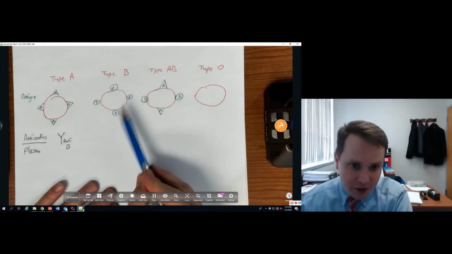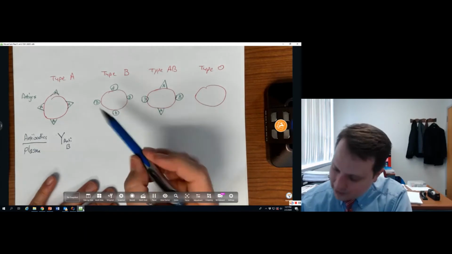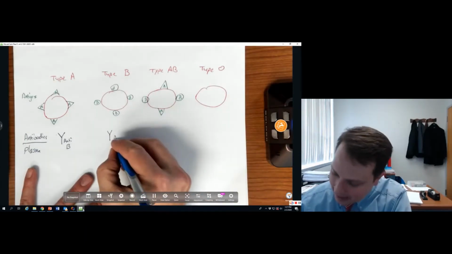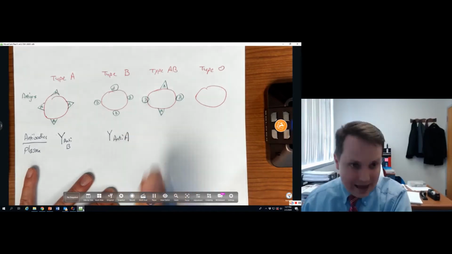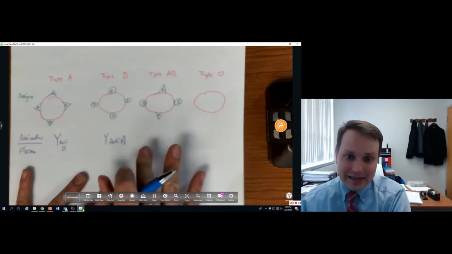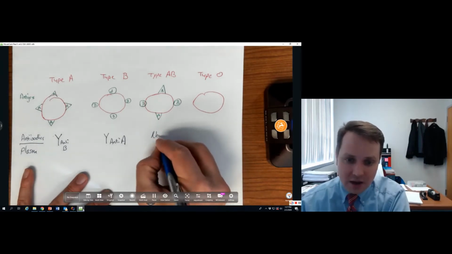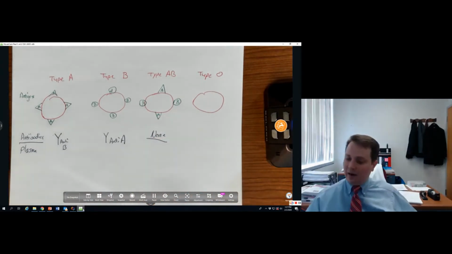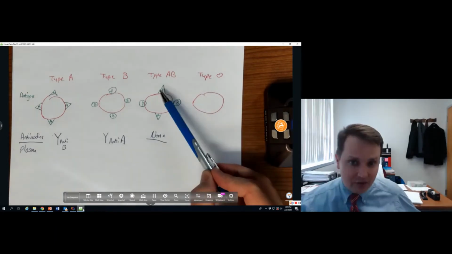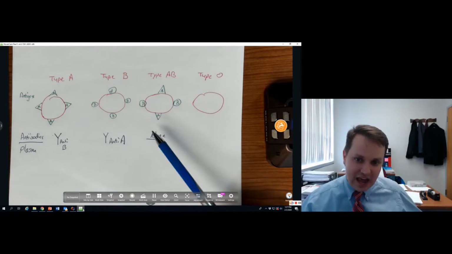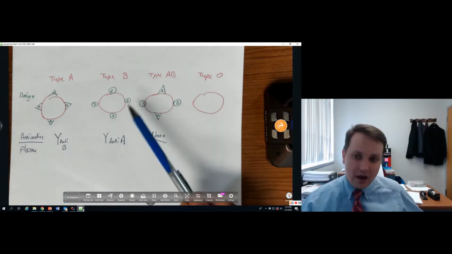Type B blood, you would not want anti-B, so their antibodies in their bloodstream would be anti-A antibodies. Now here in AB, they have none. They have neither anti-A nor anti-B. If they had anti-A, it would attack their A antigens. If they had anti-B, it would attack their B antigens, so they can have no antibodies present in that blood.